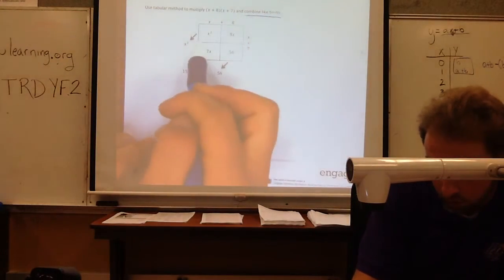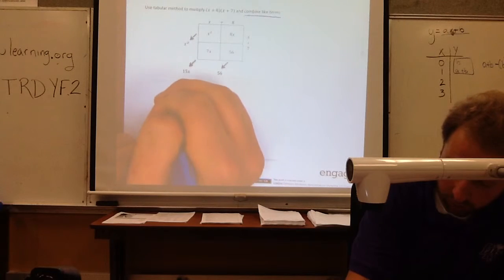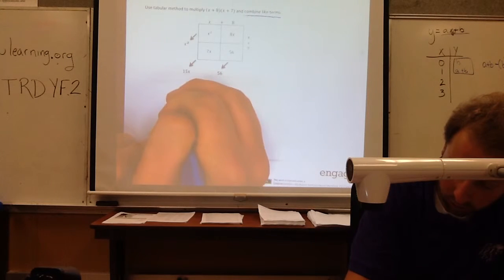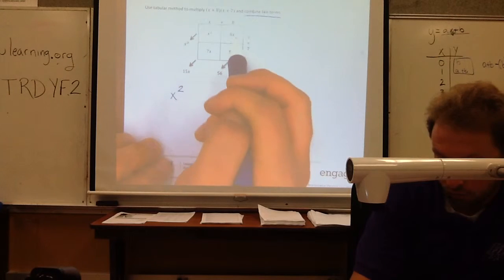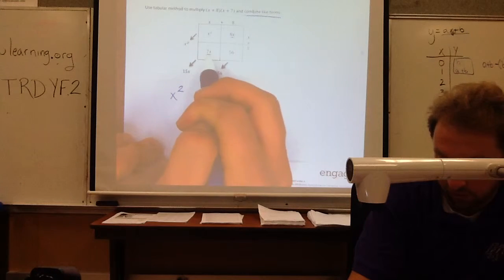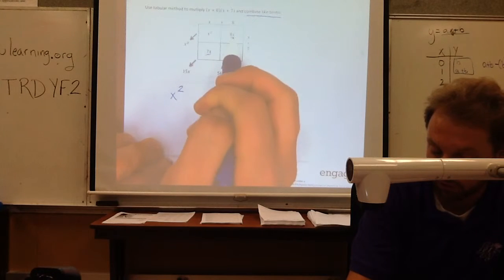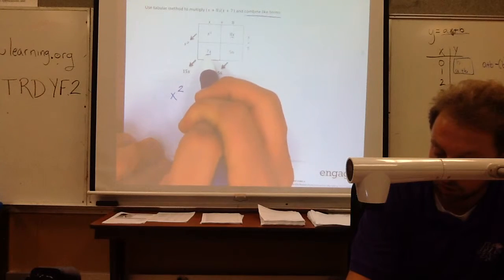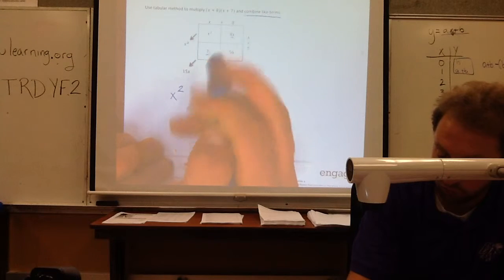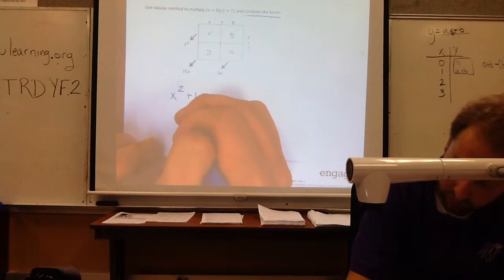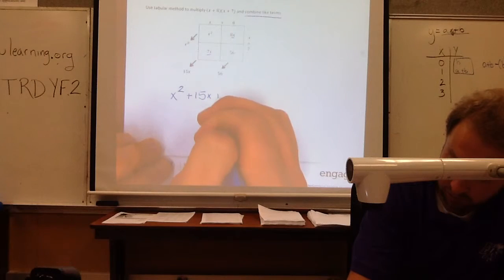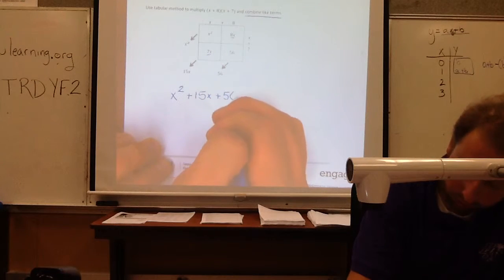So we pull out the x squared. Eight x and 7x can be combined because they both have an x, right? They both have the same variable. And so we can add the two coefficients and get 15x, and 56 is the only whole number.